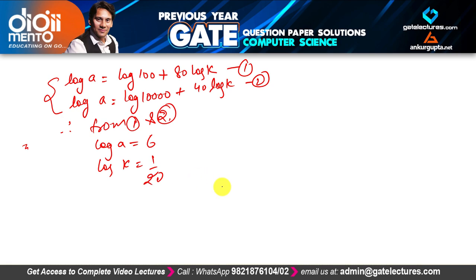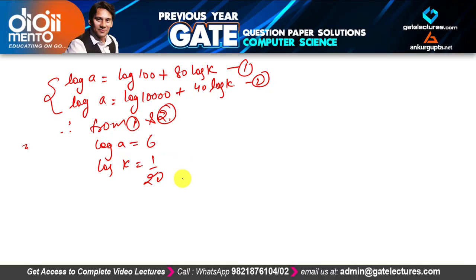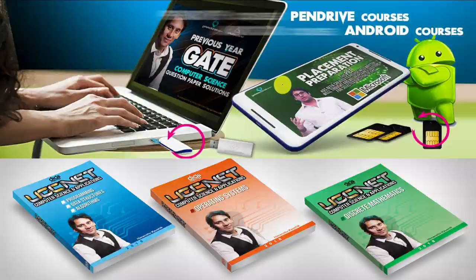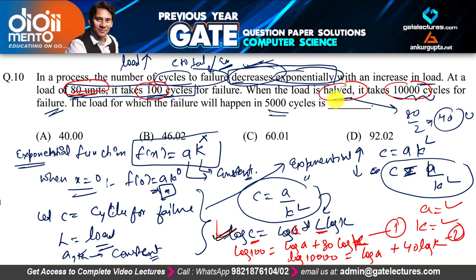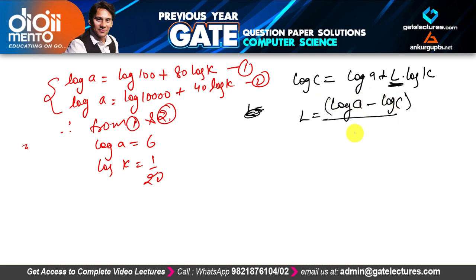Now they're asking for the load for which the failure will be at 50 cycles. Therefore we have to find L. So how can you find L? Here you can see that the formula is log C is equal to log A plus L into log K. Then we have to find the value of L. So it can be found as L is equal to log A minus log C divided by log K. You can take this on this side and divide.